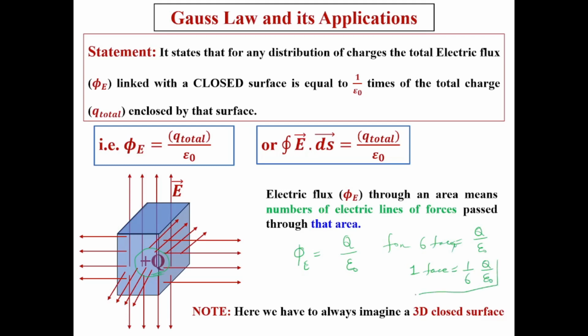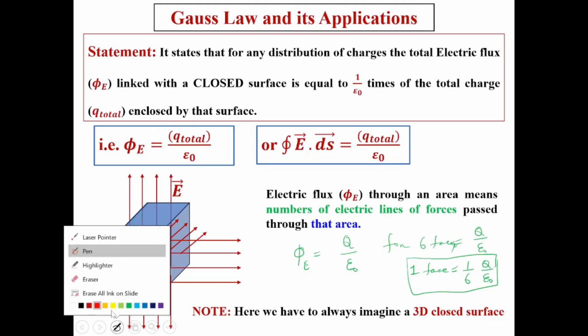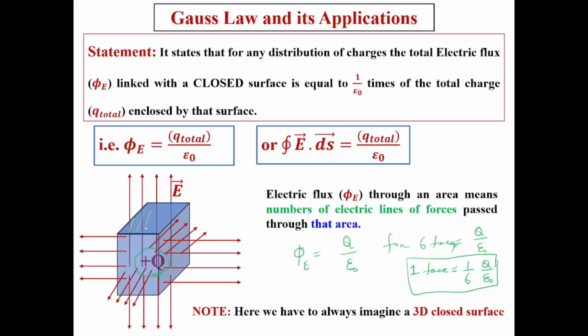So for one face it will be 1 by 6 Q by epsilon 0. So if in your exam the question asks how much flux is going to pass through any one of the faces if Q amount of charge is enclosed, then the answer will be 1 by 6 into Q by epsilon 0, this one.